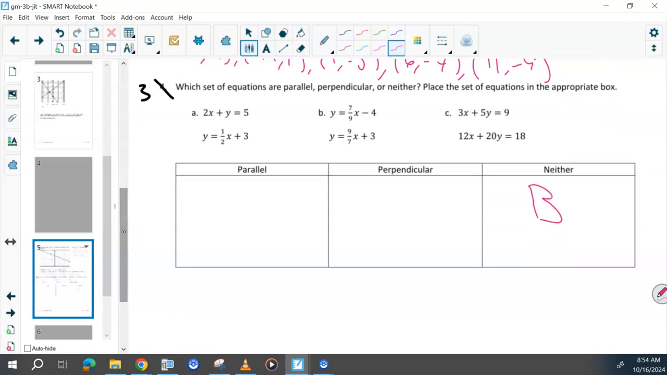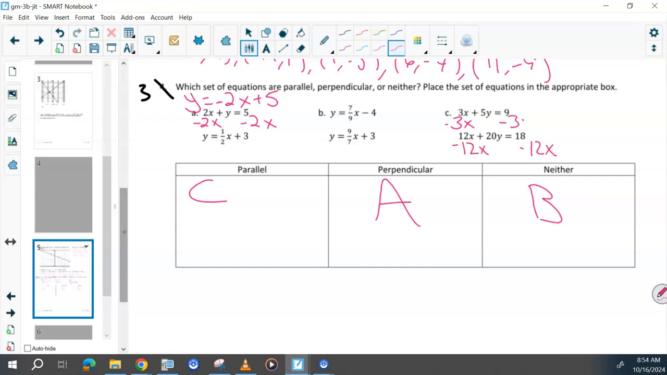I'm just going to write B. Then if I look at A, one of these equations needs to be solved. Get rid of 2x by subtracting. So we have y equals negative 2x plus 5. And if I look at those 2 slopes, they are reciprocals and one is negative, so those would be perpendicular, which by default would mean C are the parallel ones, so I'm going to solve those, just so you see that.